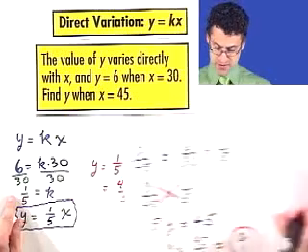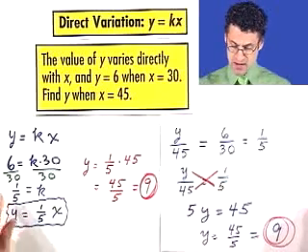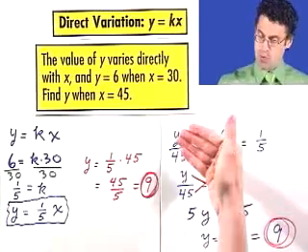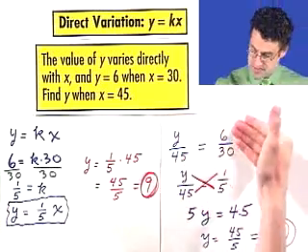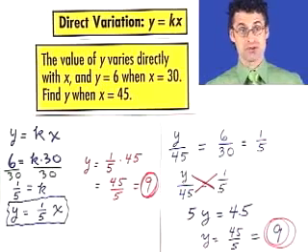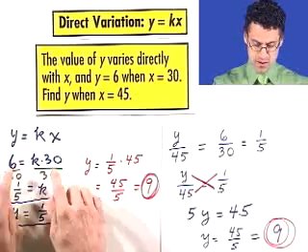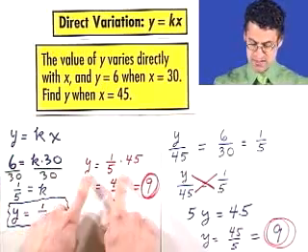So either method is going to lead to the answer of 9, and it's just a matter of how you like to think about this. Do you like to think about things as y is to 45 as 6 is to 30? That's great. Or do you like to think about things saying direct variation equals that, I'll plug in values and find the k, and then solve? Either one is absolutely fine. You should pick the one that you like best. Direct variation, you can do it.